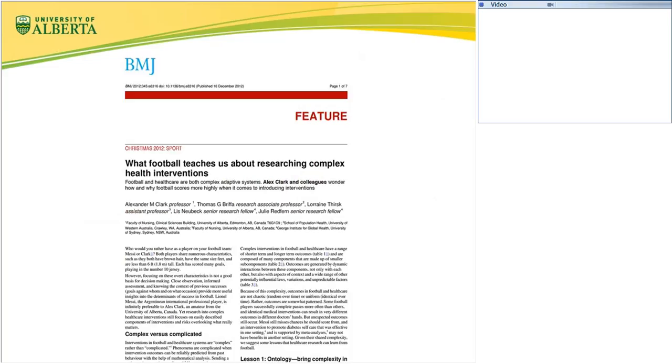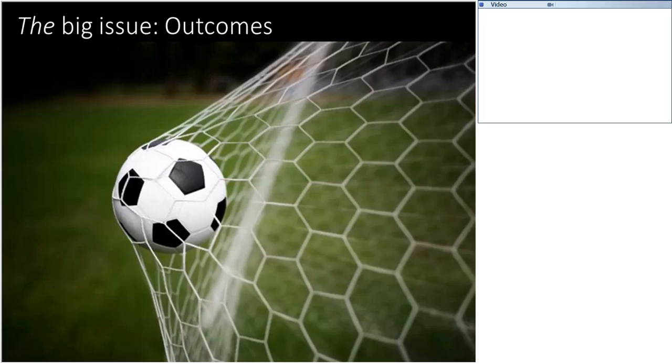What does that mean in terms of interventions then? Here I'd like to refer you to a paper about what football teaches us about researching complex health interventions, and in particular the concept of complexity. When we think about this game of football, we're dealing with a sport that has a single socially agreed upon primary outcome, and that primary outcome is goals scored. So our primary outcome is the goals that our team scores versus the goals that the other team scores.